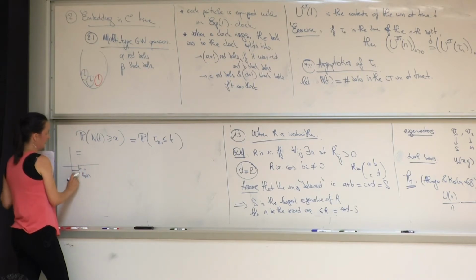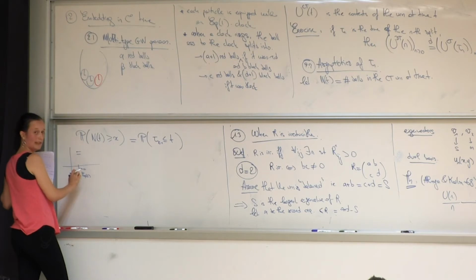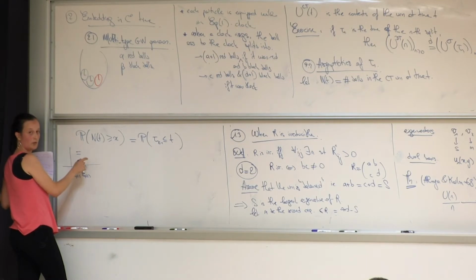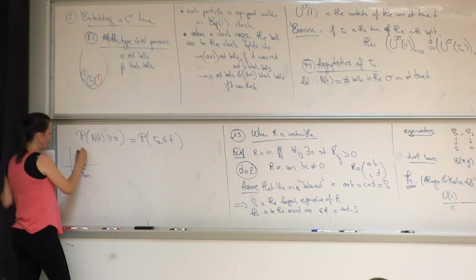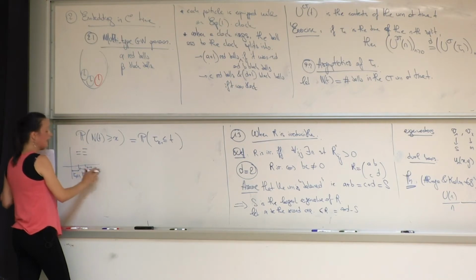So this was exponential 1 because I had 1 particle and I waited for it to split. This is now exponential 2 until the next split because I have 2 exponentials and I wait for the first one to split. So I'm using here that the minimum of 2 exponentials is an exponential of the sum of the parameters. Then here I have 3 particles. So the next time is exponential 3. And all these times are independent.